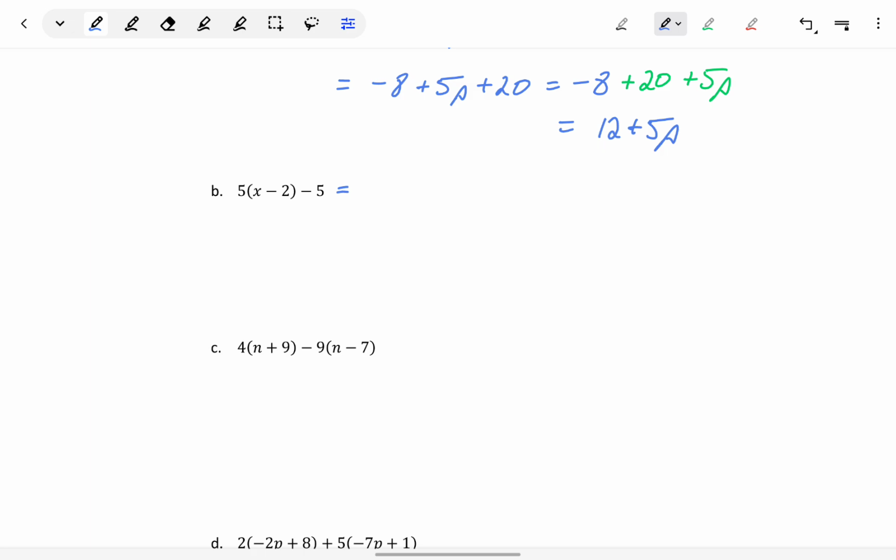In part B, we can do the same thing. We'll distribute 5 through the expression x minus 2, which will give us 5 times x minus 5 times 2, minus 5, or 5x minus 10 minus 5, which will simplify to 5x minus 15.